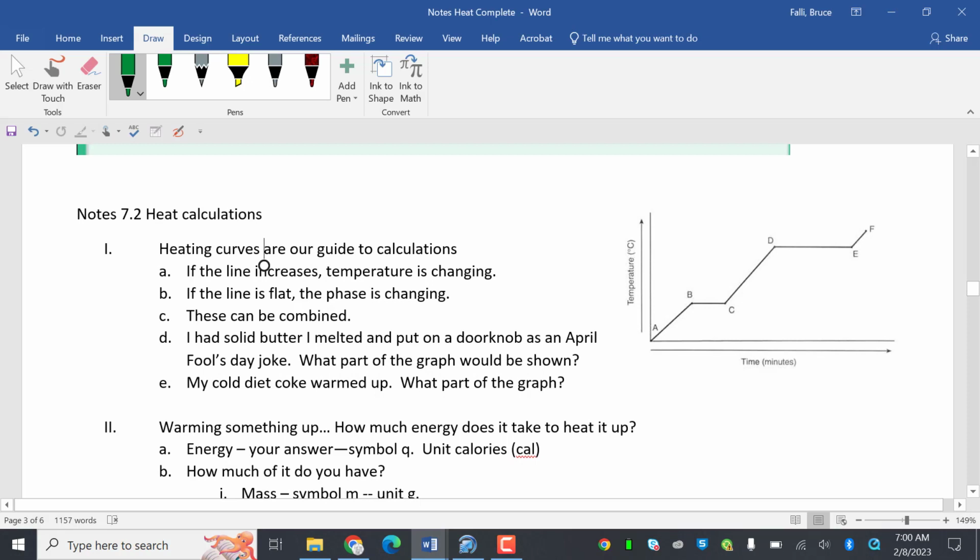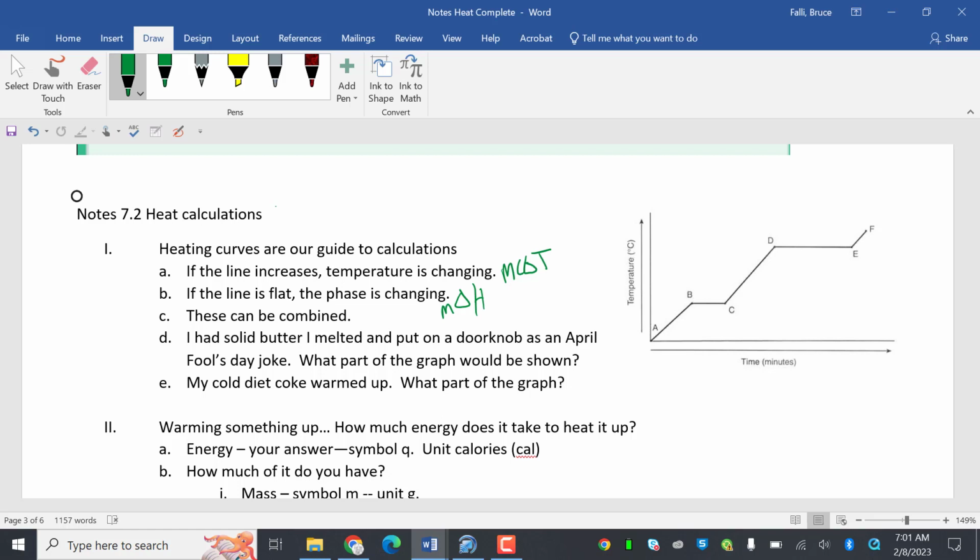All right, heat calculation. So we know that we have to figure out how much energy it takes to do something. So when we're doing that, that means that we need to know a number of things. First of all, for heat calculations, to make it easier, heating curves are guides to calculations. If the line increases, temperature is changing, and I'm going to put right on there MC delta T. If the line is flat, the phase is changing. I'm going to write M delta H for that.